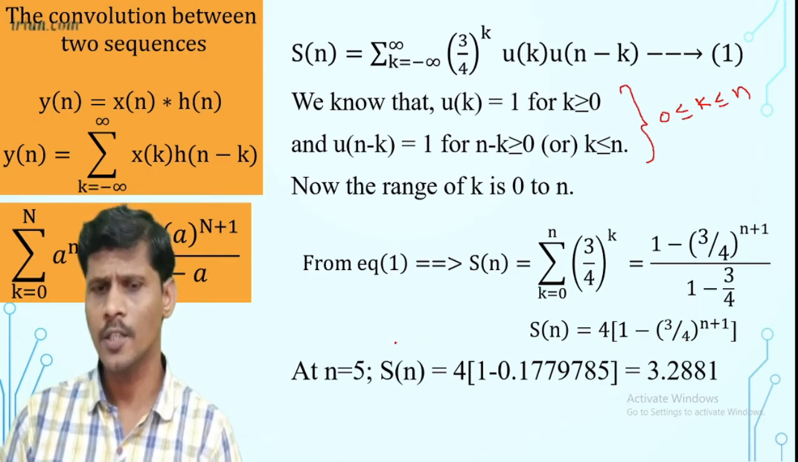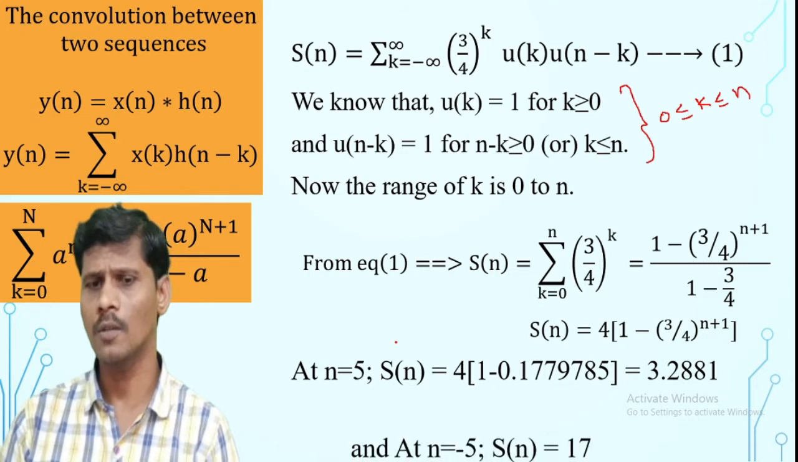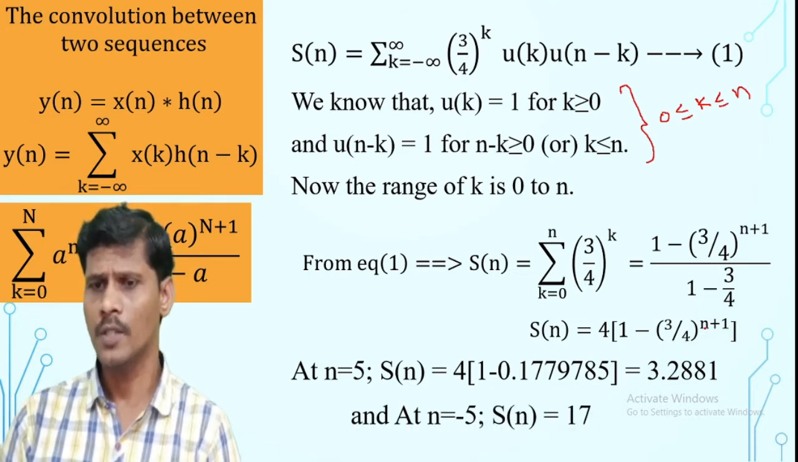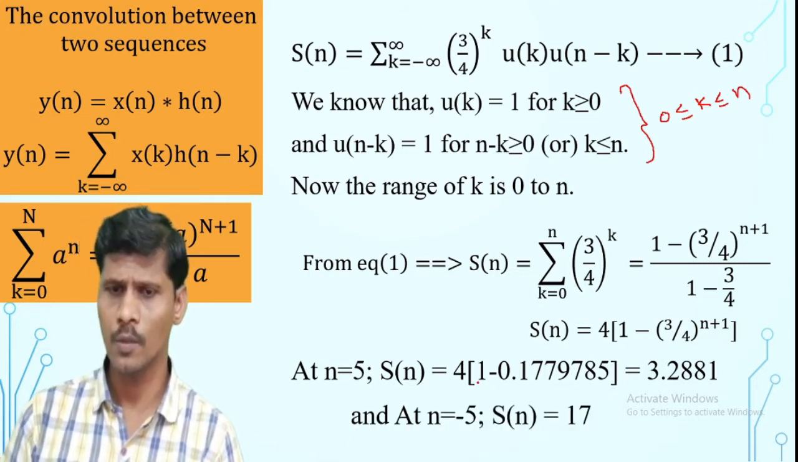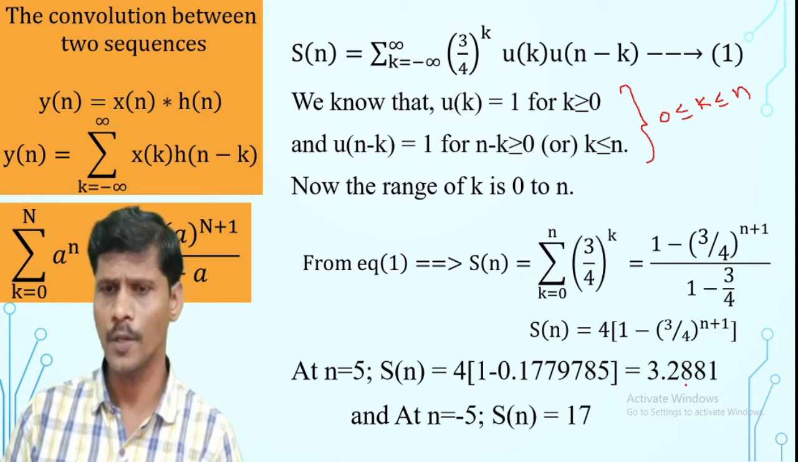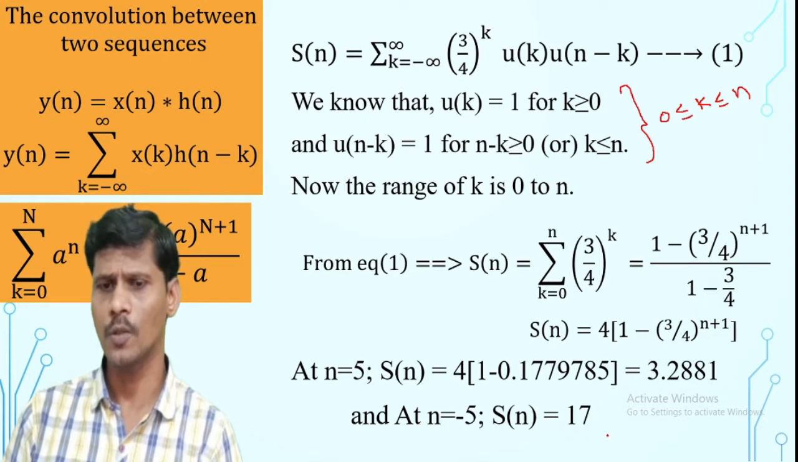And also calculate the step response at n equal to plus or minus 5. In this equation, substituting n equal to plus 5, we get the step response as 3.288, and at n equal to minus 5, s of n is equal to 17.